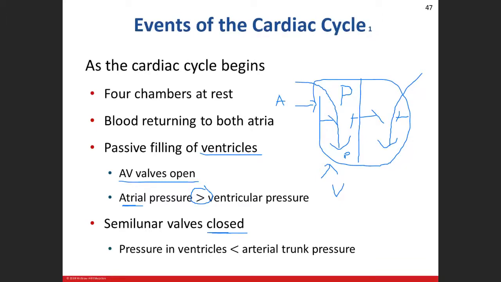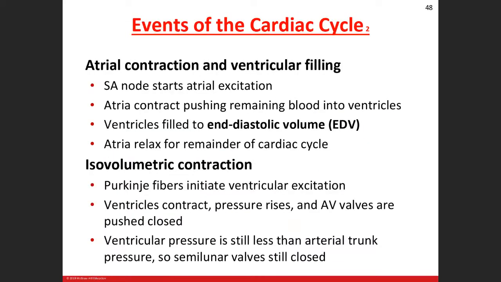That tells me that the pressure outside of the heart, or the arterial pressure in the aorta and in the pulmonary trunk, is greater than the pressure in the ventricles. So it's going to be greater, right? More pressure here. I'll put a big P over here and a little p over here. Okay, so that's what's happening here at the beginning of the cycle.